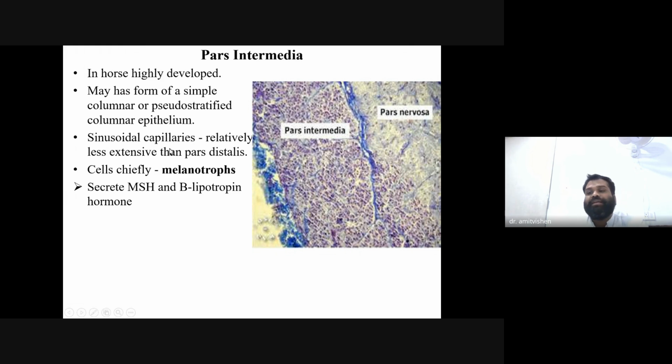You will also see in the histology of the pituitary gland many sinusoidal capillaries and chief cells. The chief cells present here are melanotrophs, and they will secrete melanocyte stimulating hormone, MSH, and beta lipotropin hormone. Everyone must have known about the melanocyte stimulating hormone, but I think you may not have heard about beta lipotropin hormone. So this hormone will also be secreted by the pars intermedia, by the melanotroph cells.